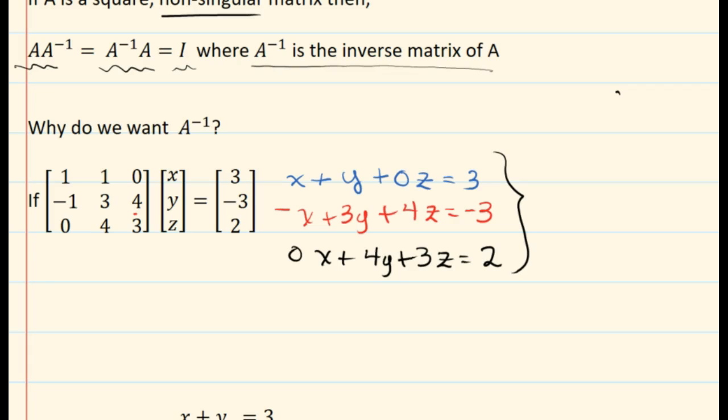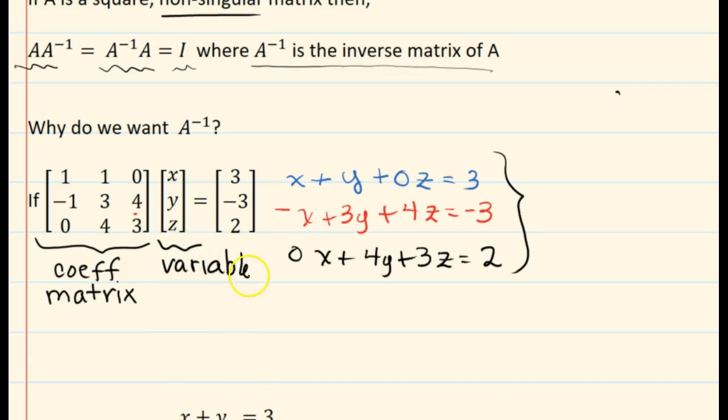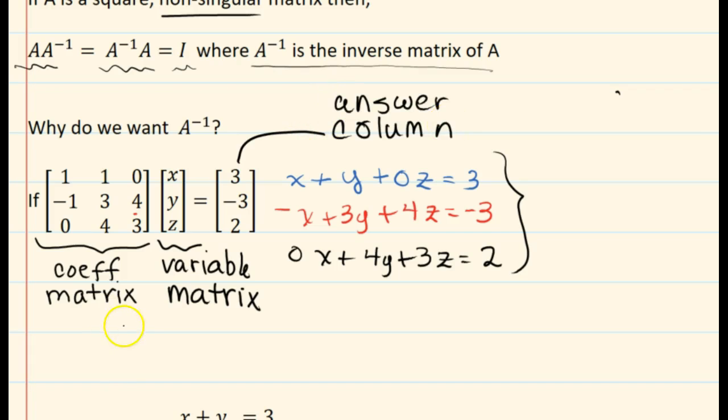So this is what we call a coefficient matrix, these are the coefficients of my x, y, and z. This is what we call our variable matrix, because it has all the variables in it. And this one right here we actually call the answer column. So now that we have all of these, we notice that we have matrix A times matrix X, our variable matrix, is equal to our answer column.